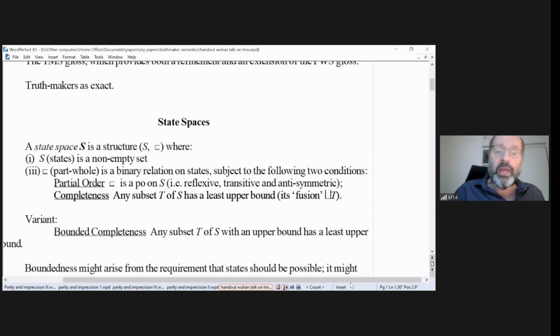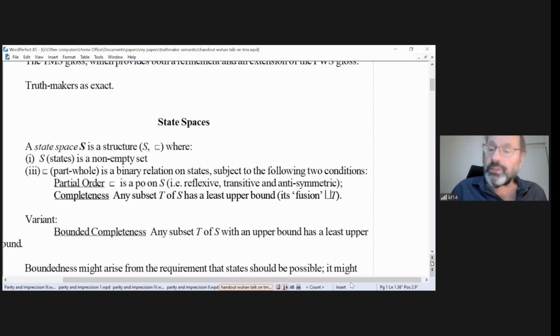And we have a state space, which is an ordered pair. So it has two elements. One is the domain of states, which we take to be a non-empty set. If you like, this is what corresponds to W in the possible world semantics. That is a non-empty set of worlds. And what we have is a mereology on those states. So we have a little bit of structure here.